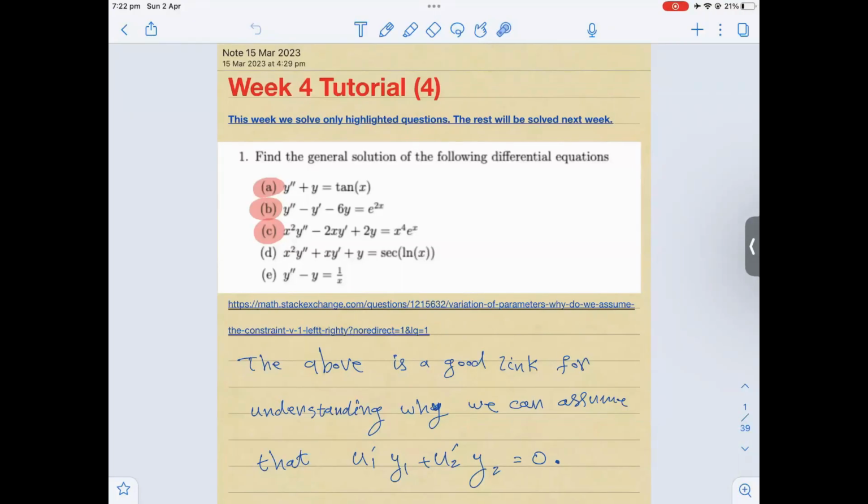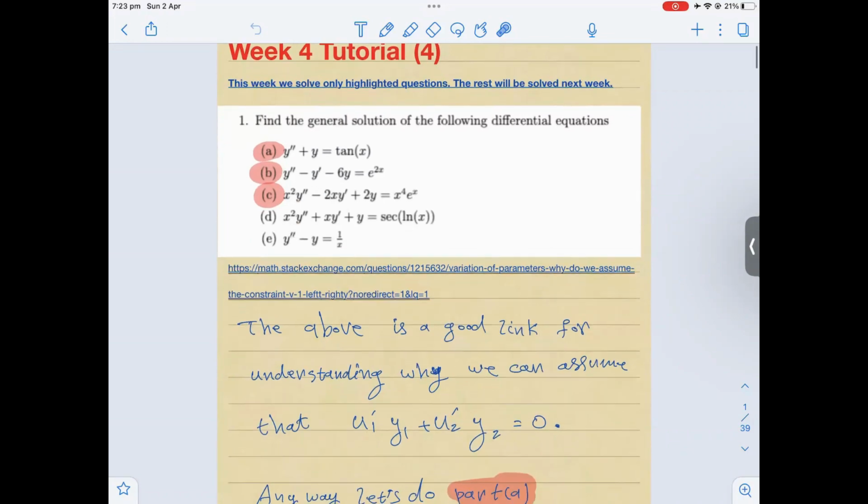All right, guys. So we want to solve only the highlighted items this week. Firstly, let's solve part A here. Before officially solving the question, we see that in this week's topic, the method of variation of parameters has been discussed in order to enable us to find the particular solution.